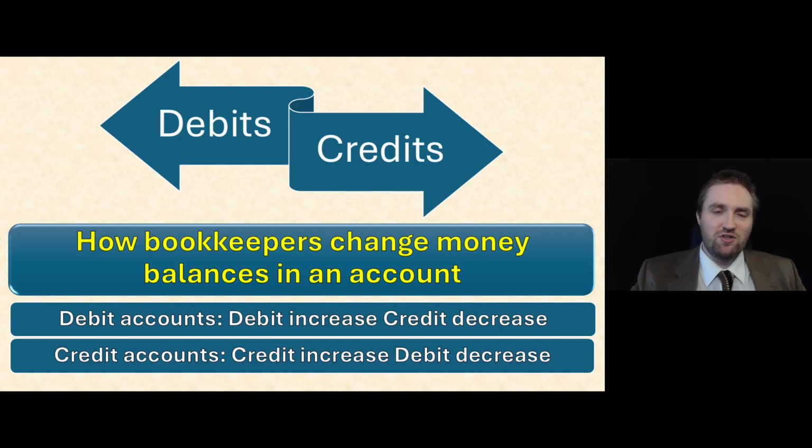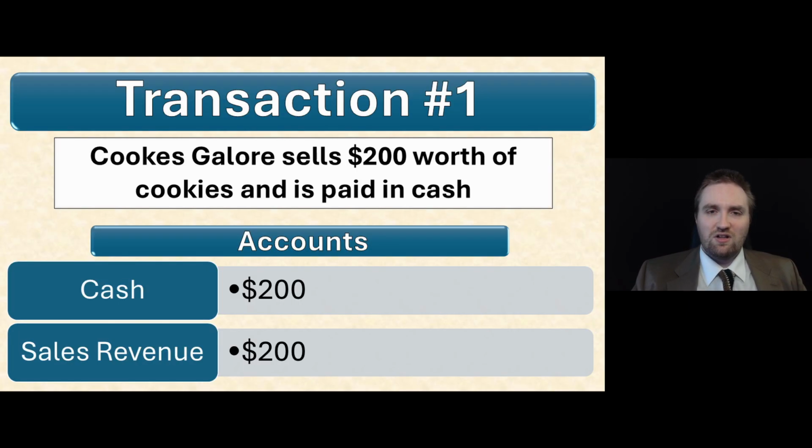And now that you've been introduced to debits and credits, let's go back to transaction 1 from earlier. Transaction 1. Cookies Galore sells $200 worth of cookies and is paid in cash. If you remember, we determined that this resulted in a $200 increase in the cash account and a $200 increase in the sales revenue account.